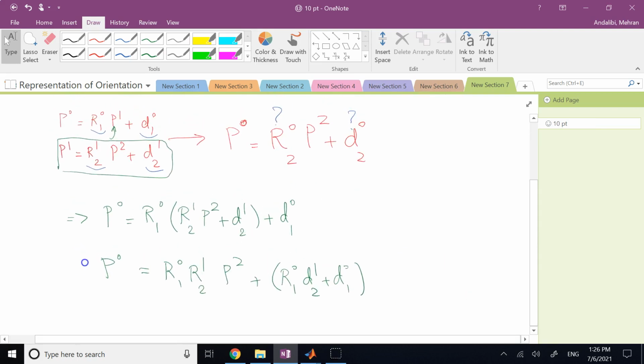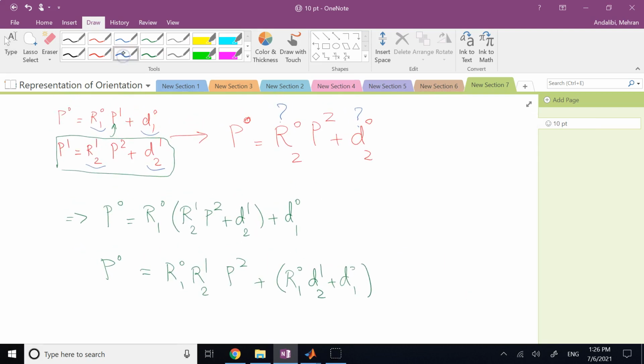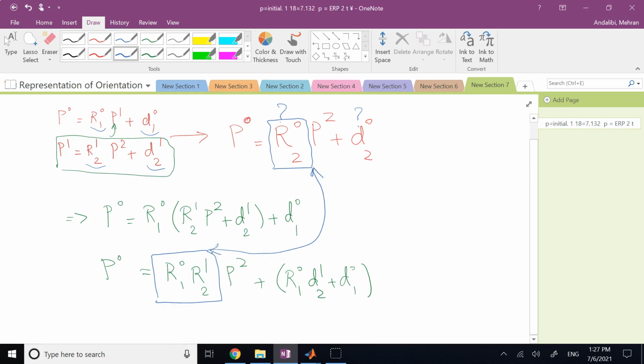And now if you compare it, you clearly see that R2 with respect to 0 is the product of the two R's, pre-multiplication, which is what we expected. Remember, if we had only rotation in place, and it was with respect to the current axis, we did pre-multiply, so this is exactly meaningful.